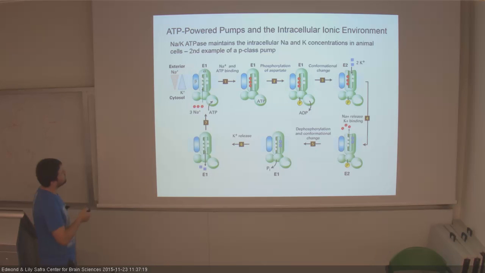So the function of this channel, the classic sodium potassium ATPase, is again moving these two types of ions against their concentration gradient. It moves sodium ions, in this case three sodium ions, from inside the cell to the outside of the cell. And in the same conformational change, it moves two potassium ions inside the cell. So again, the two ions are moved against their concentration gradient. And this is done by the hydrolysis and binding of ATP.